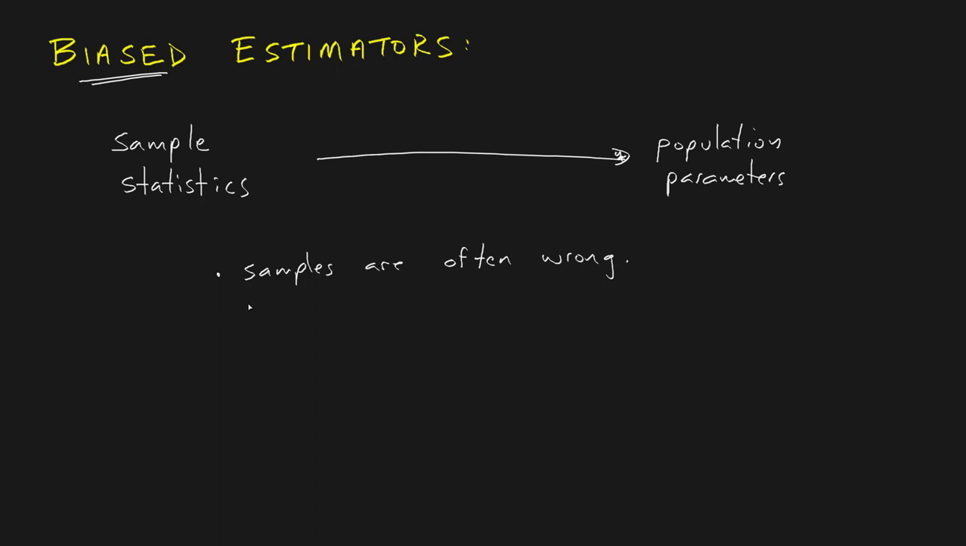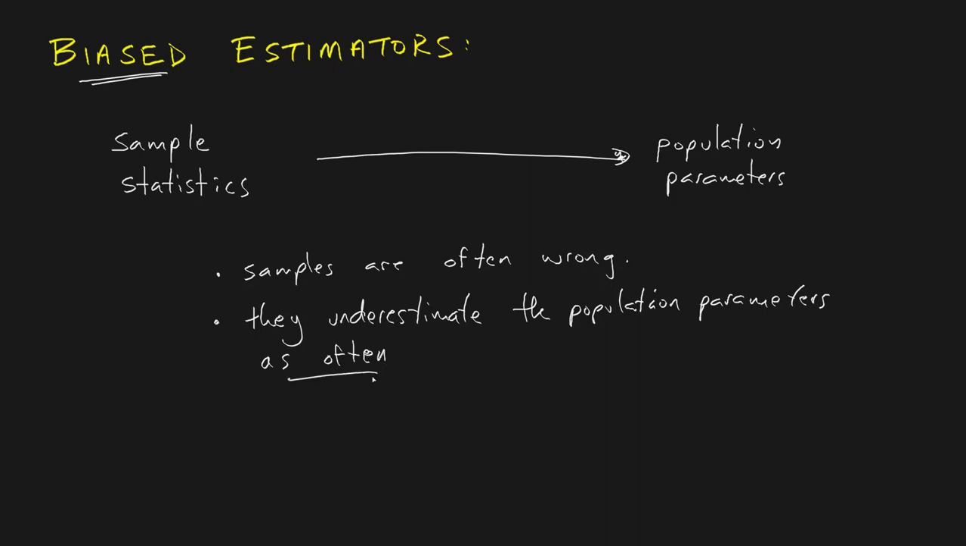So what we want to see is this. Samples are often wrong, but what we really want to see is that they underestimate the population parameters as often as they overestimate the population parameters.